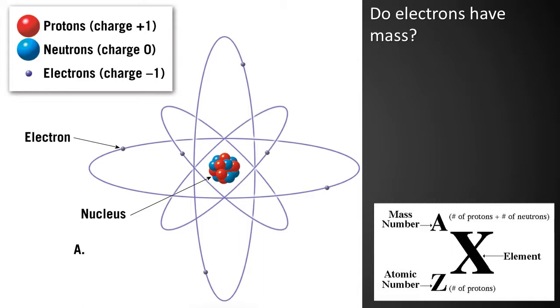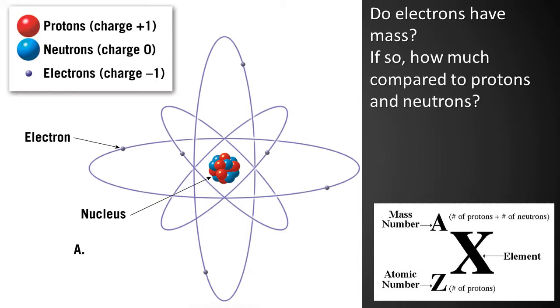Protons and neutrons exist within the nucleus of the atom. Electrons exist in orbits that encircle the nucleus. Based on your reading, do electrons have mass? Yes, they do. How much compared to protons and neutrons? The mass is about 1/2000th that of a proton or a neutron.